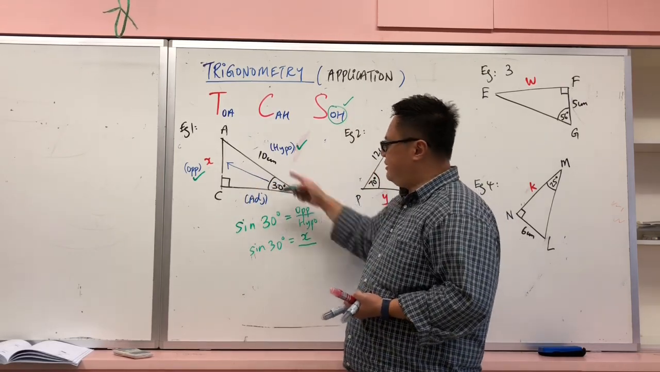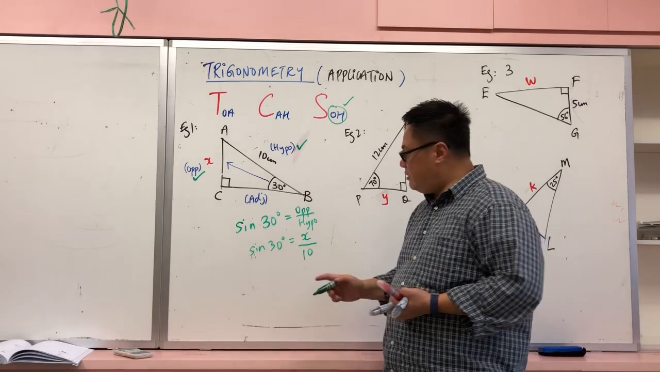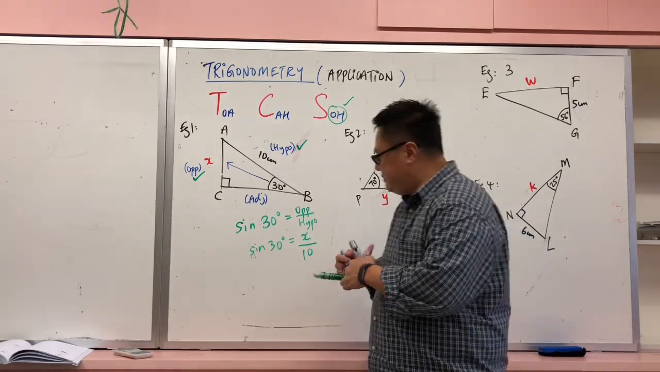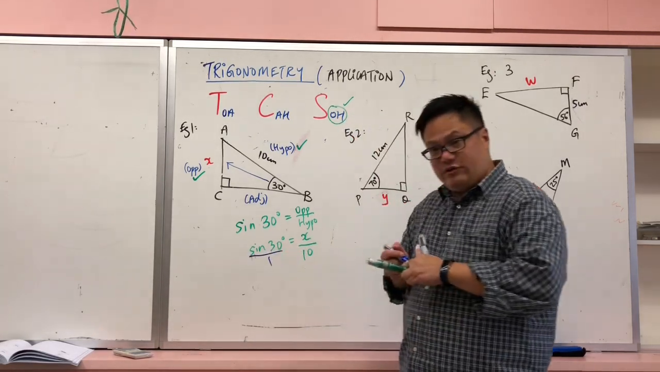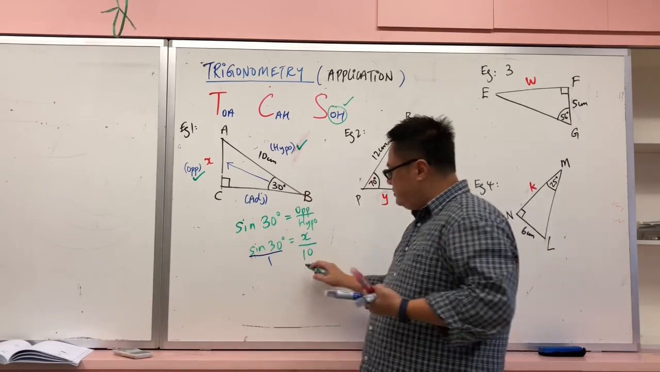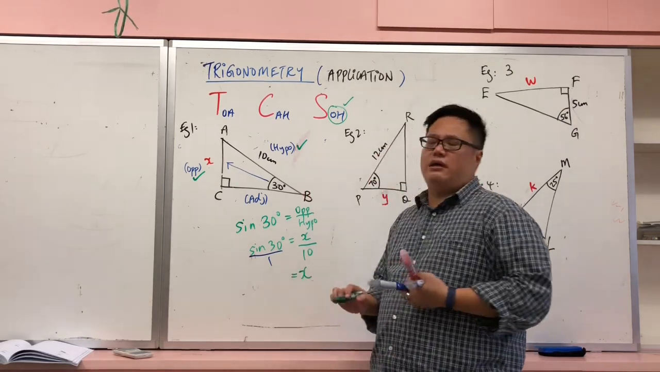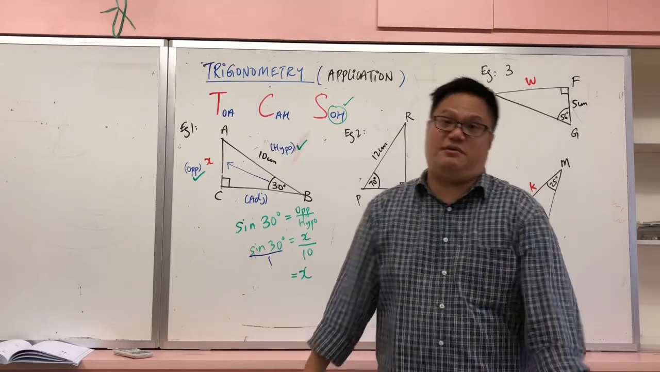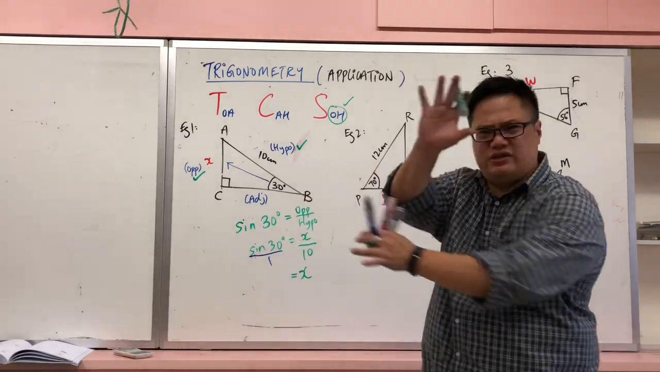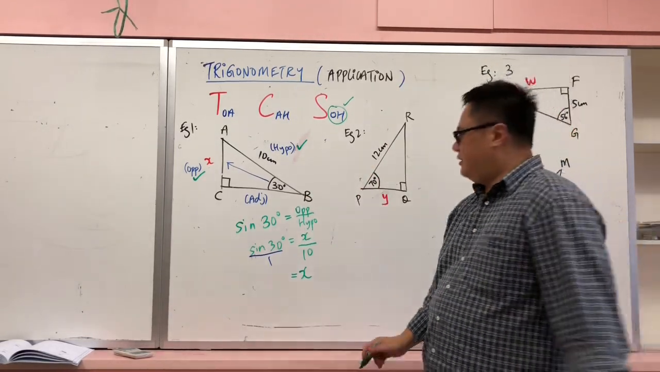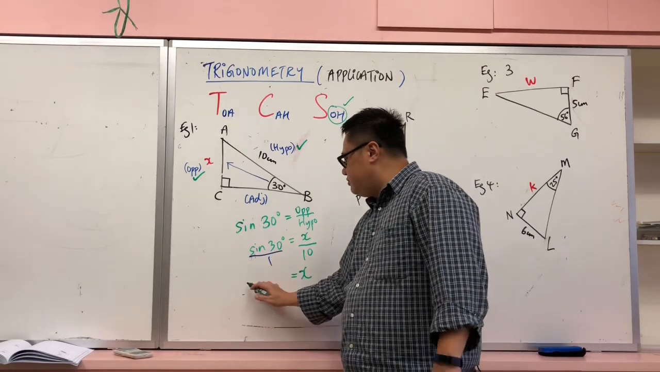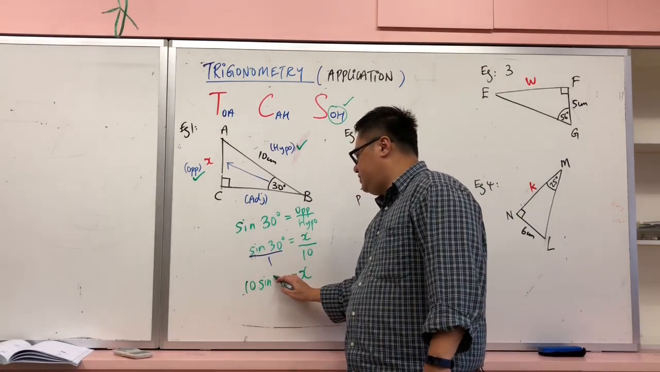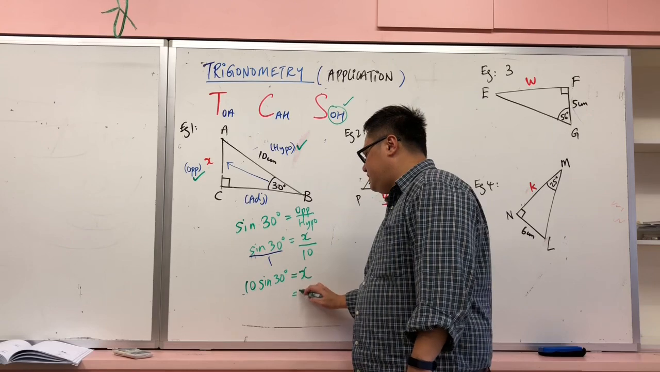Hypo is 10. So sine 30 is the same as sine 30 over 1, and you can cross multiply. That's why algebra is so important. You must learn algebra, all this manipulation of how to move things here and there. So x equals, bring the 10 up, 10 sine 30.